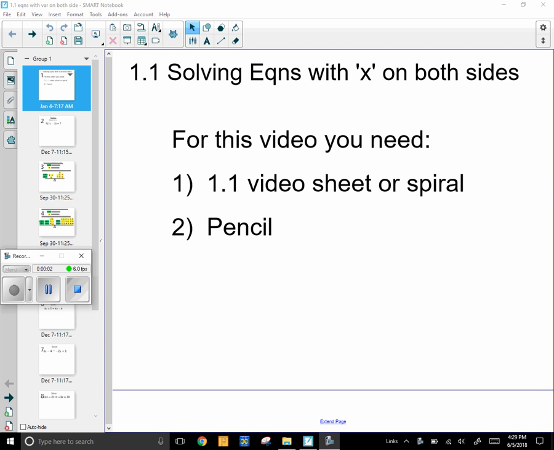All right, in this video, we are going to solve linear equations with a variable on both sides. In regular Math 7, we only solved equations with a variable on one side, so these are just a little bit more difficult. For this video, you need the 1.1 video sheet and a pencil.